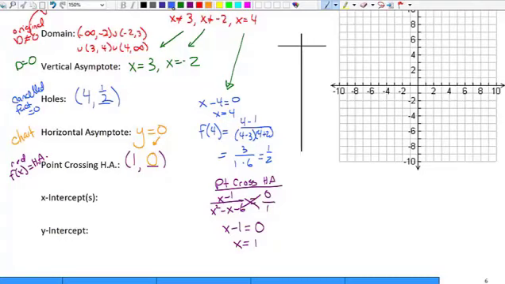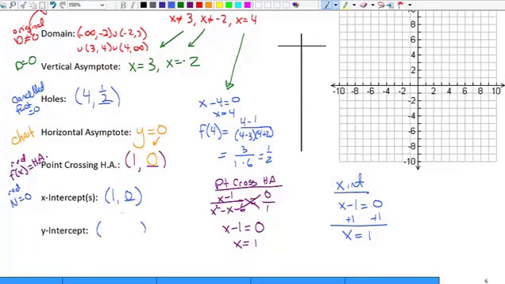Next, to get the x-intercept, I'm just going to set my numerator equal to 0. Again, that's the reduced form. So my reduced numerator is x minus 1. If the numerator is equal to 0, then the whole equation is equal to 0 no matter what the bottom is. So I have 1 comma 0.